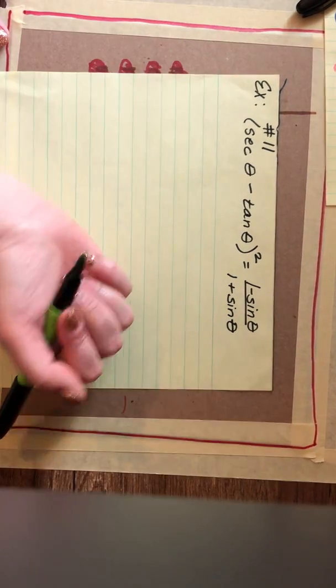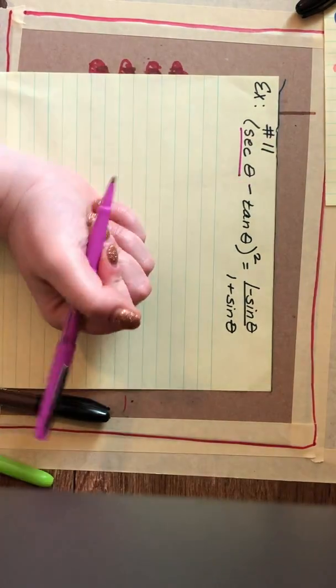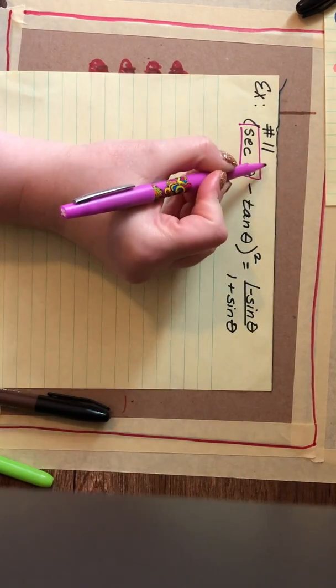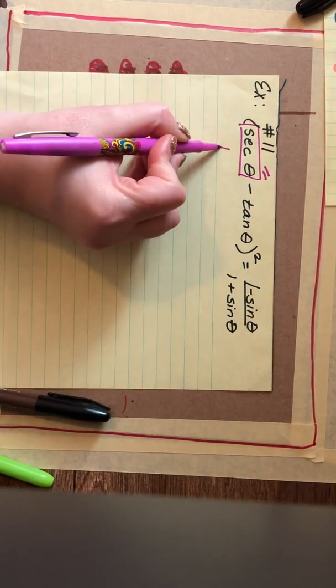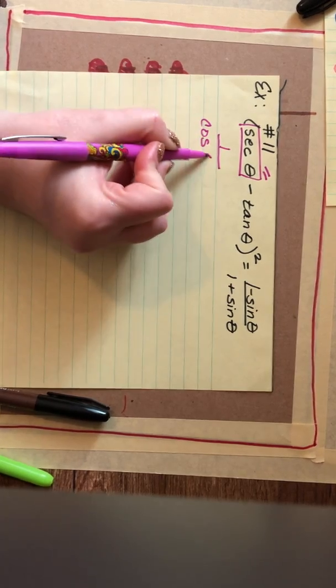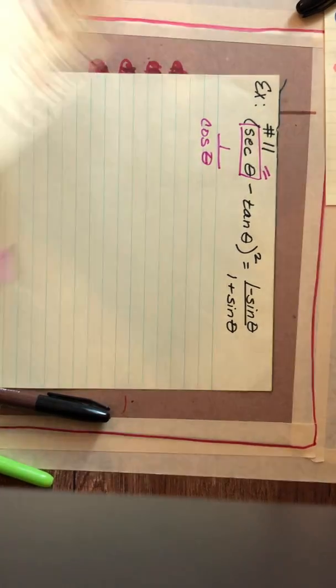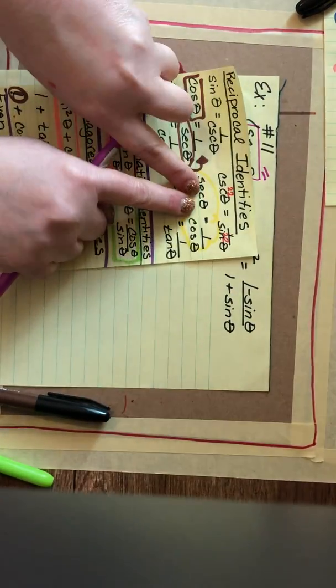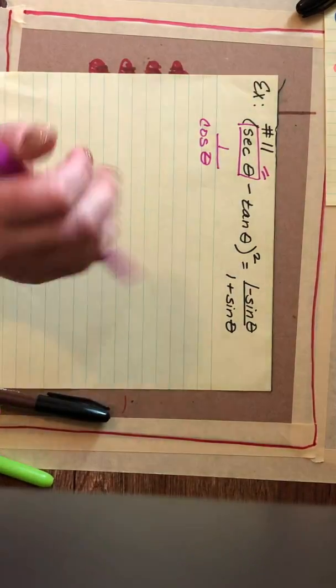Let's look at number 11. It's a lot of work, but it's a lot of easy work. Okay, so the first thing that we're going to do is express in terms of sines and cosines. So we kind of just did this. Secant is equal to 1 over cosine theta. It's a reciprocal identity right here. Secant is equal to 1 over cosine. So we're going to replace secant with 1 over cosine.